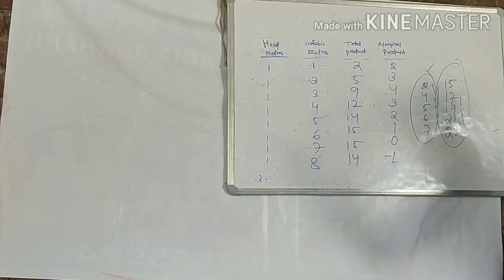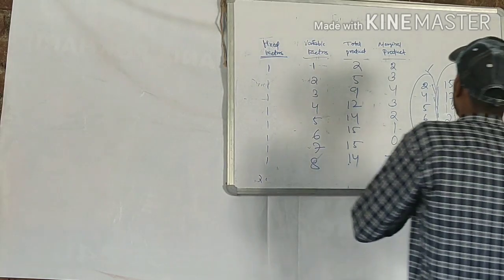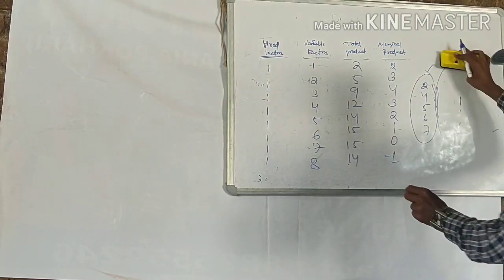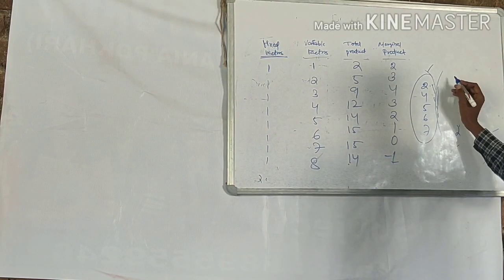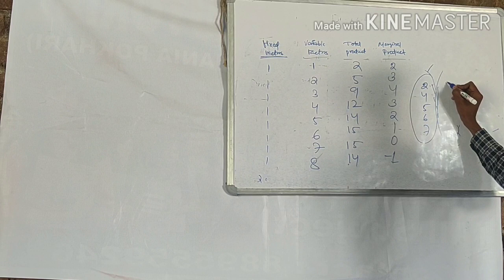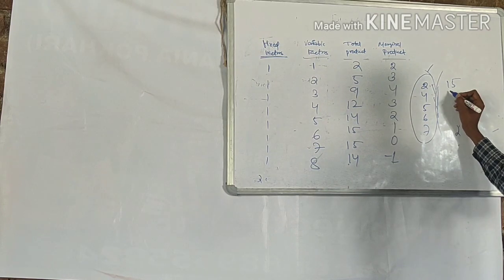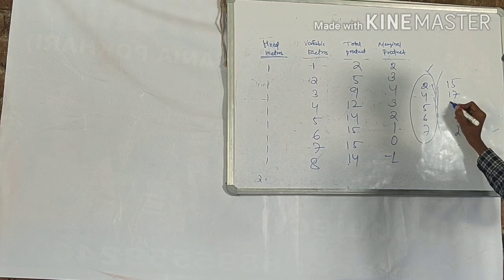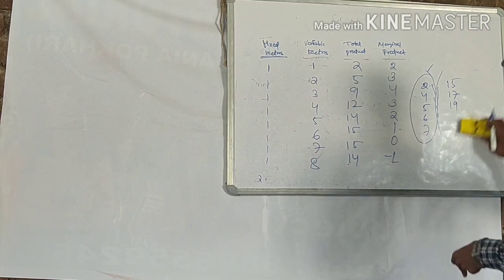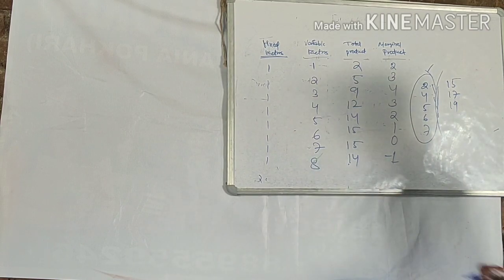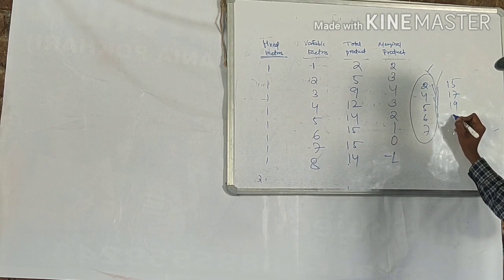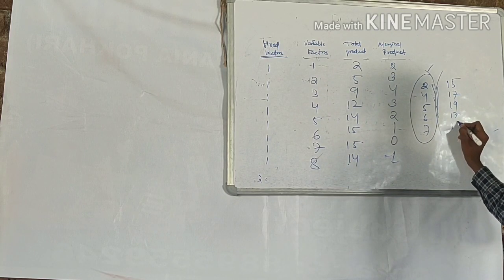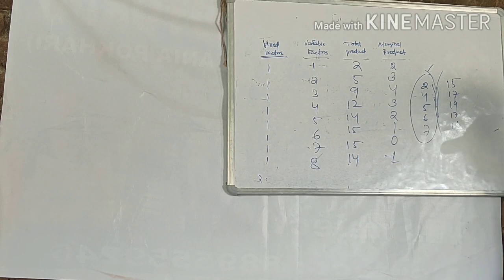What increases at a decreasing rate means, suppose 15, 17 increases, 19, but thereafter increases what? At a decreasing rate. Understand this? Increases, but at a decreasing rate. Clear?